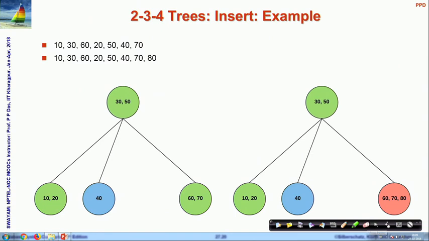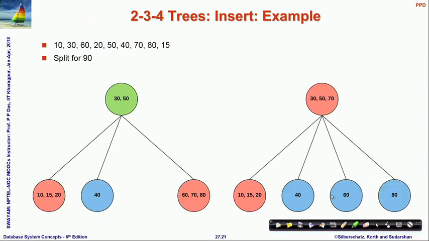And so, naturally the next would be to insert 15. So, 15 goes onto the left. 15 has come in here, which becomes a 4 node, and the next is to insert 90. Which has to get inserted here, but this is already a 4 node.